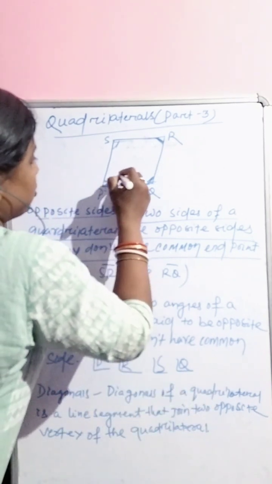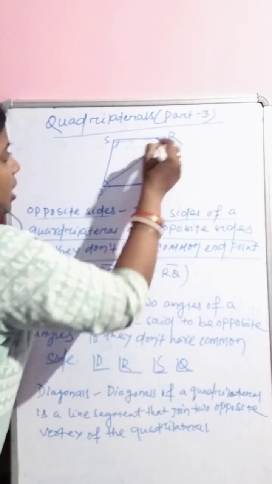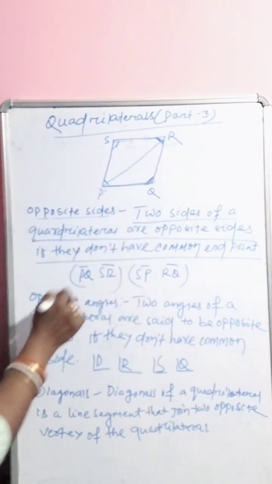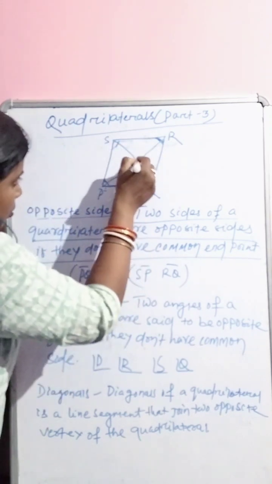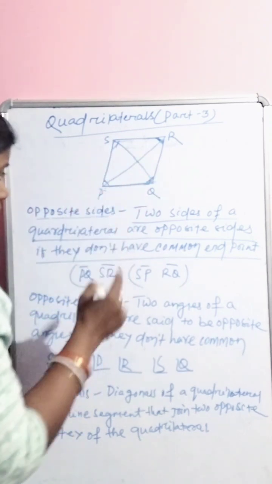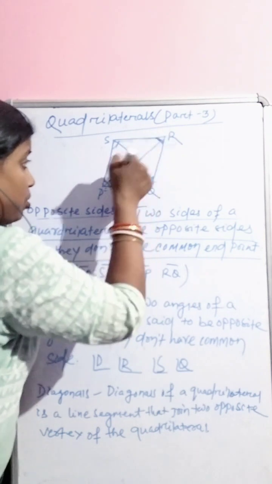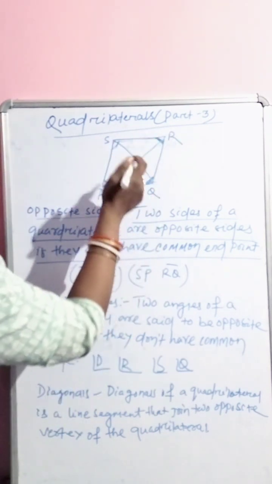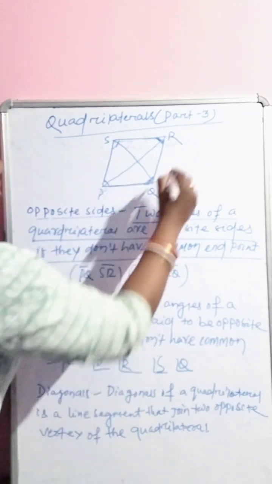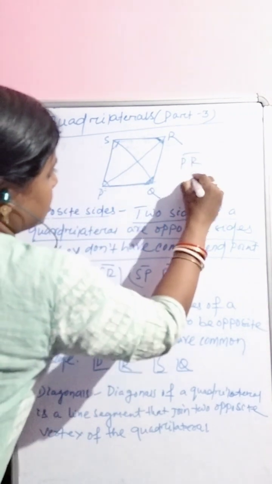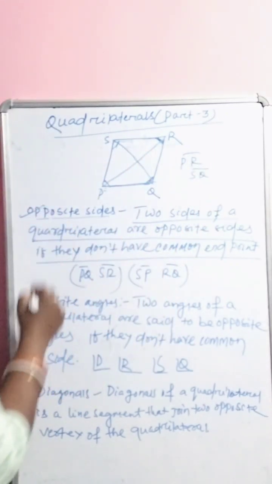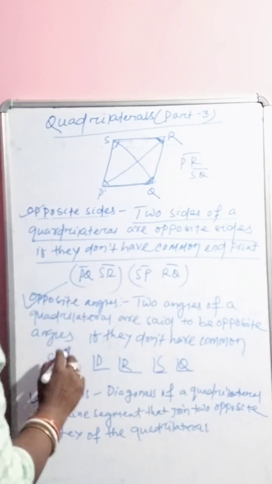That means opposite vertices. As you know, P and R are opposite angles, so P and R are opposite vertices. Then S and Q are opposite angles, so S and Q are opposite vertices. So when a line segment joins opposite vertices of the quadrilateral, it is called a diagonal. So PR and SQ are the two diagonals in the quadrilateral. In Part 3 we discussed opposite sides, opposite angles and diagonals.